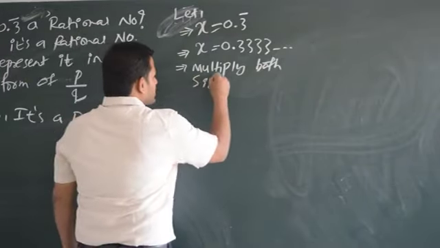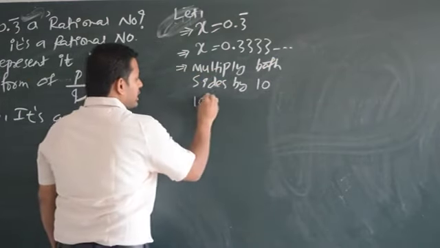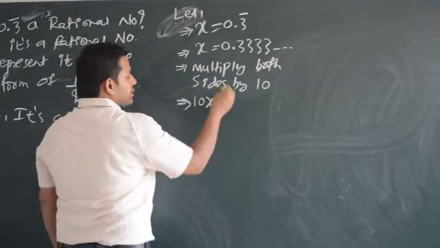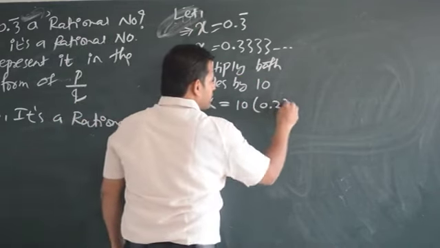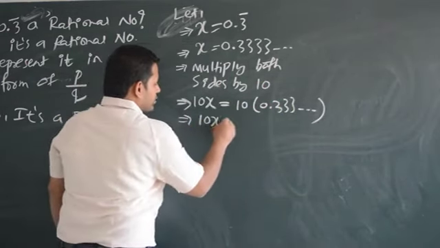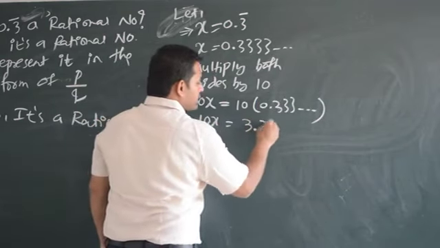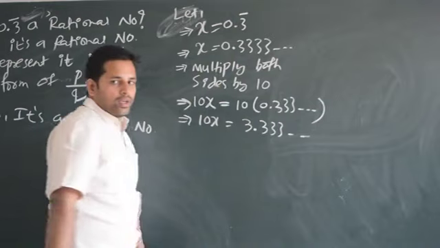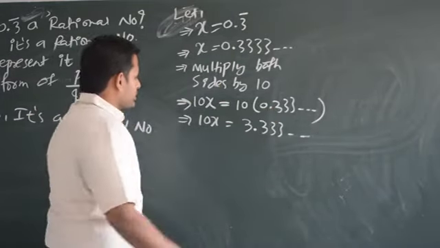Multiply both sides by 10. It becomes 10x. 10 into x. 10x is equal to 10 into 0.333 continued. How does it become? It becomes 3.3333, right? Are you getting my point? One place it will go forward. 3.333, it will continue like that.